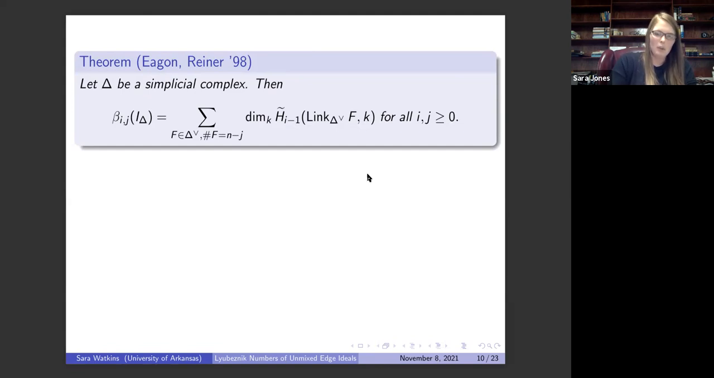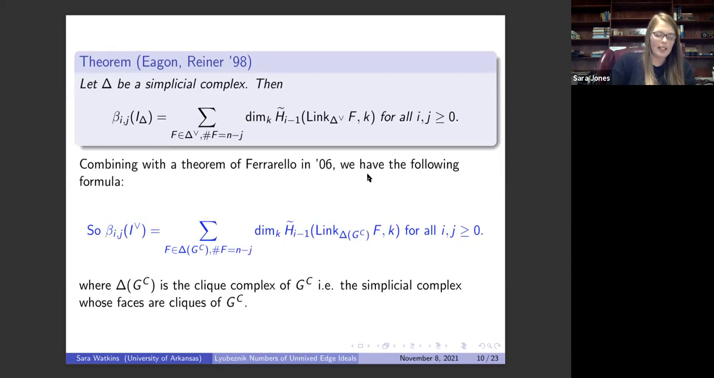But I will say that we won't say much about the Stanley-Reisner ideal, at least for the sake of this talk, because we have a result of Faridi in '06, which actually says that an edge ideal is a Stanley-Reisner ideal of the clique complex of the graph complement, and I'll mention a little bit more about that in a second. But because of this result, we can actually instead say that the graded Betti numbers of the Alexander dual are given by the sum over the faces in the clique complex of the graph complement of the sum over the dimensions of the homology of the links.